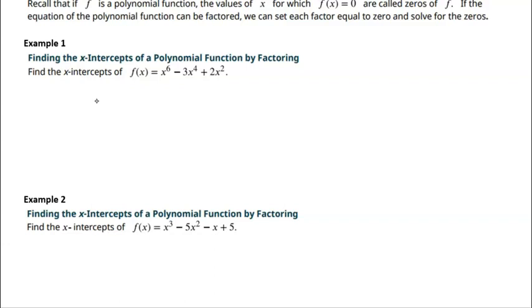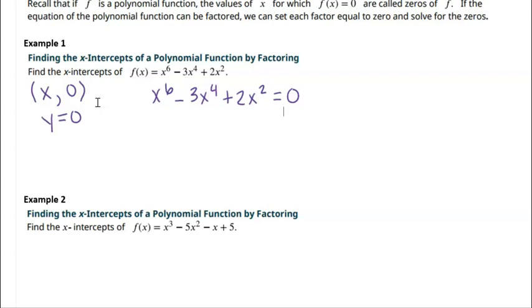Remember, the x-intercepts are the points (x, 0), y equals 0, by setting this equation equal to 0. I'm then going to factor this. It doesn't have a special name, but a polynomial of degree 6, I guess we could call it. I notice that there is a common factor of x squared.